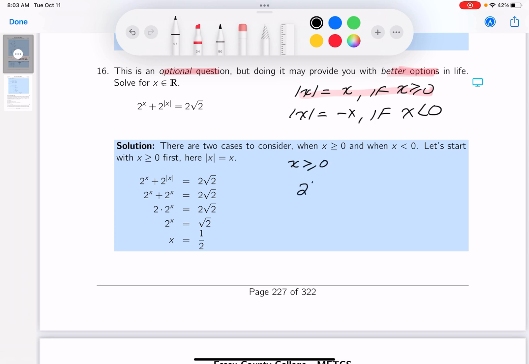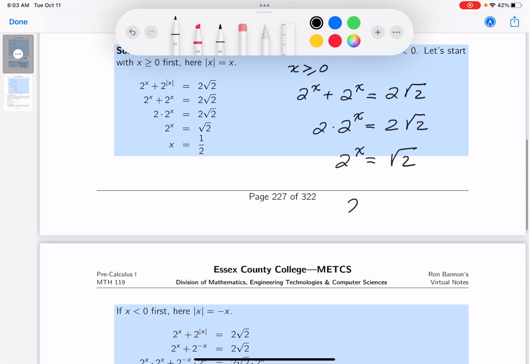This equation will look like 2 to the x plus 2 to the x equals 2 root 2. And what do you have there? You would get 2 times 2 to the x equals 2 root 2. That means 2 to the x is equal to root 2. And you should realize the root of 2, written as an exponent problem, would be 2 to the 1/2, which means x is 1/2. And clearly it's a positive number. So that's one solution to the problem, right? This is an easy one. This is the easy part. All right, let's do the next one.